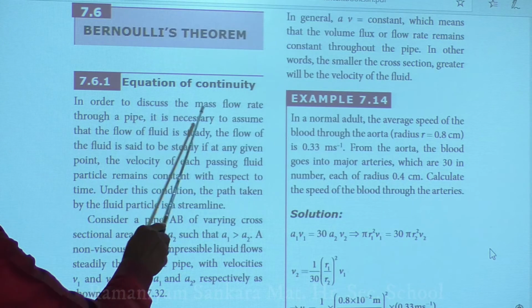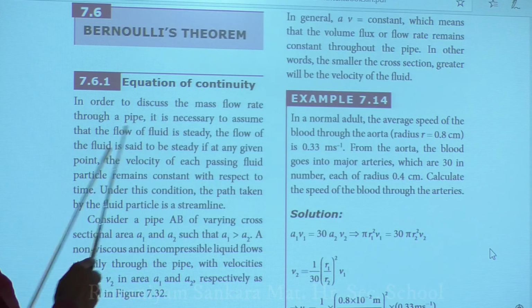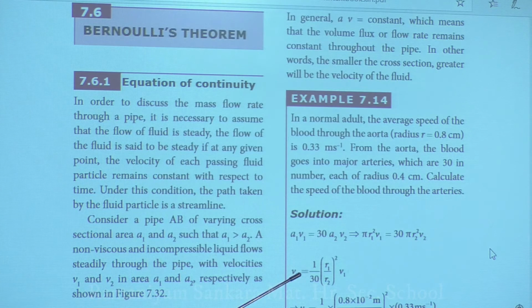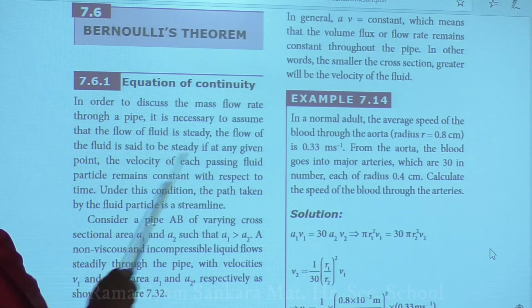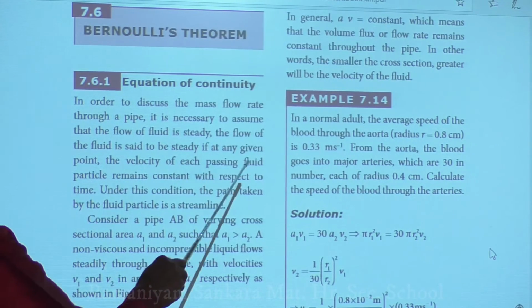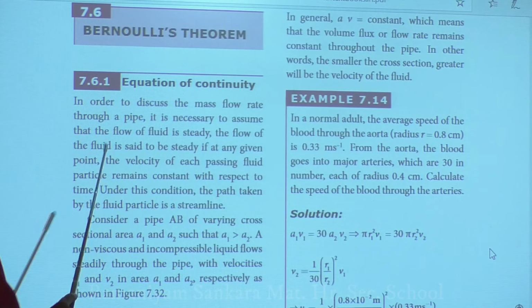In order to discuss the mass flow rate through a pipe, it is necessary to assume that the flow of fluid is steady. Steady means what? Streamlined. The flow of fluid is said to be steady if at any given point the velocity of each passing fluid particle remains constant with respect to time. That means every particle will be equal.